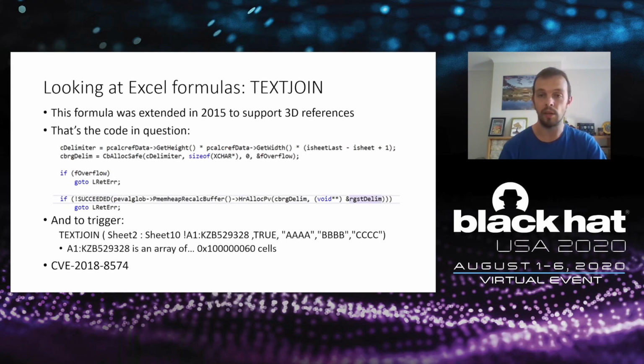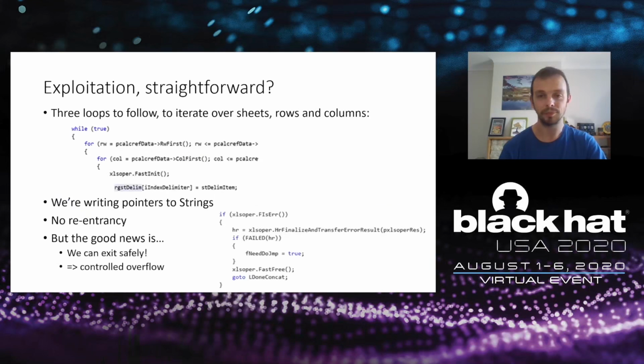Now, once you have everything in mind, it's very easy to get a simple POC. The formula that you can see on the screen right now will trigger, I believe, a write access violation in a vulnerable version of Excel. That's cool. We now have our bug. Let's see if we can exploit it.